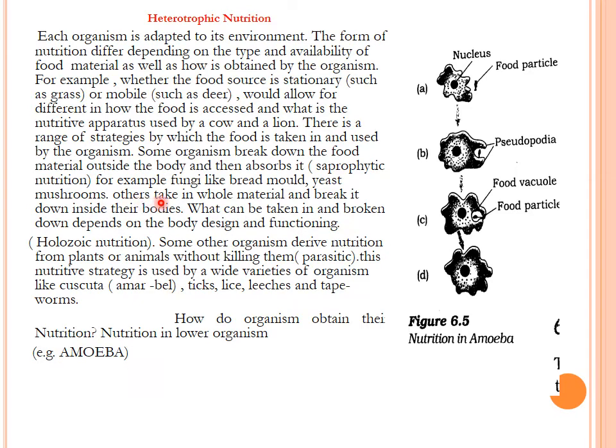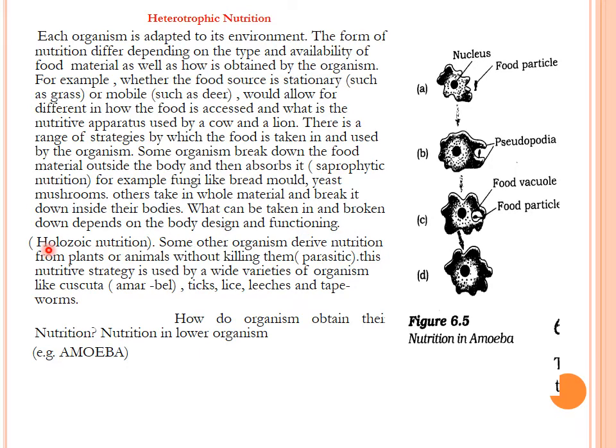On the other hand, another mode, number 2, is holozoic nutrition. In this mode of nutrition, organisms feed on solid food. That food can be a whole plant or animal, or it can be a part of a plant or animal. And these organisms break down such food inside their body. So what can be taken in and broken down depends on the body design, how simple or complex the organism is and what its function is. Such nutrition is called holozoic nutrition.